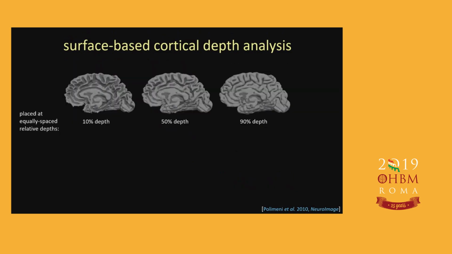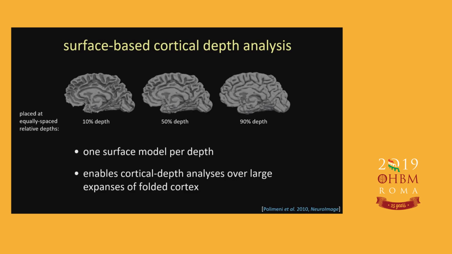So in a surface-based cortical depth analysis, we generate one cortical surface model per depth, and these surfaces in this example are placed at a set of equally spaced relative depths. Here I'm showing the 10%, 50%, and 90% depth relative to the total cortical thickness. So this analysis enables a cortical depth analysis over large expanses of the folded cortex.